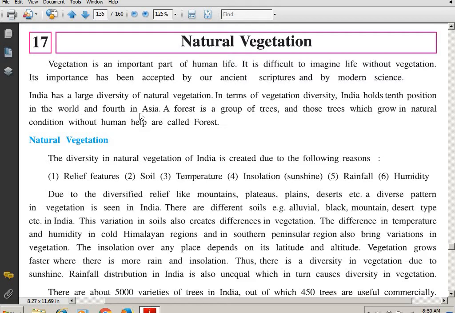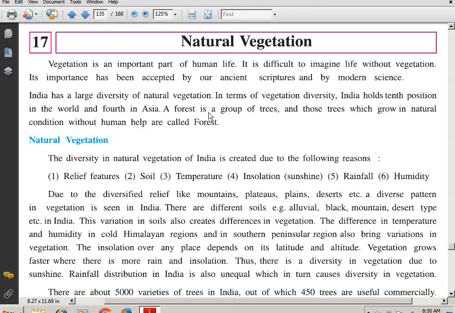A forest is a group of trees, and those trees which grow in natural condition without human help are called forests. You plant trees, for example a mango tree: if you want to plant a mango sapling, you will have to buy a sapling and then plant it. Or any other fruits, you will plant them. Whereas in the forest, it grows. You do not give special care. A forest is a group of trees which grow in natural conditions, as per the nature of the tree and the conducive atmosphere and climate, and it just grows without human help.